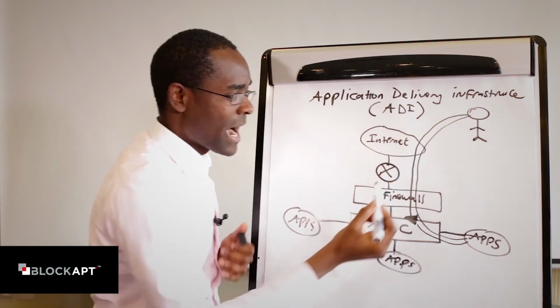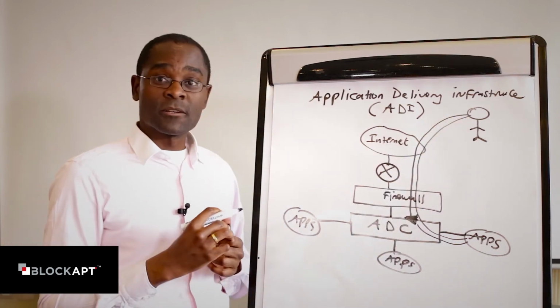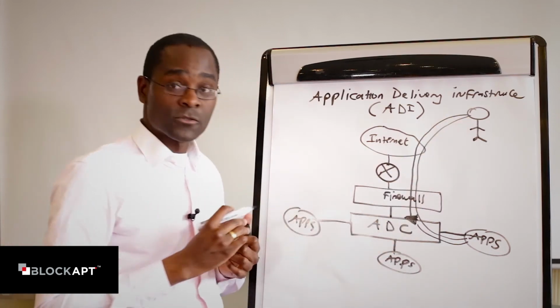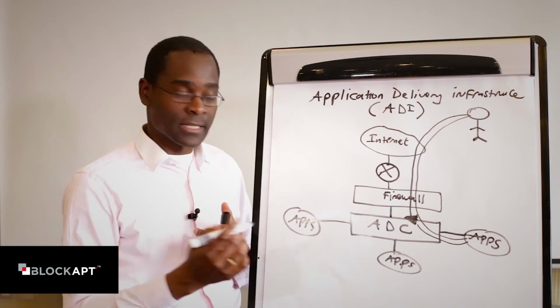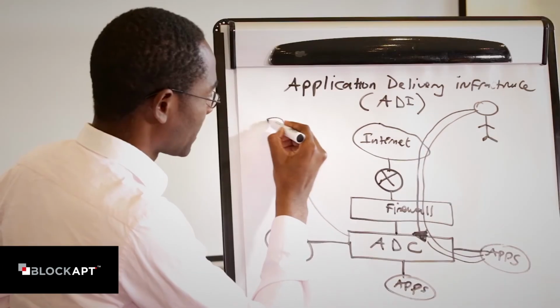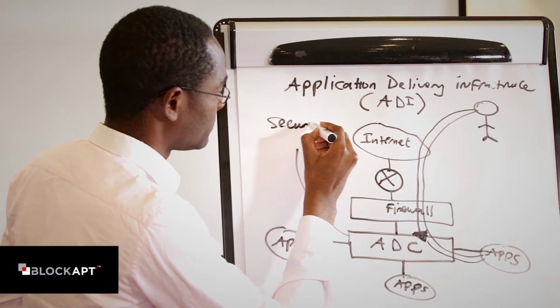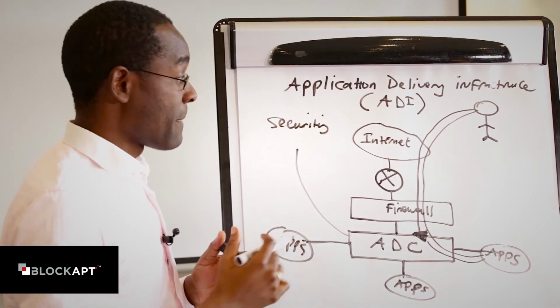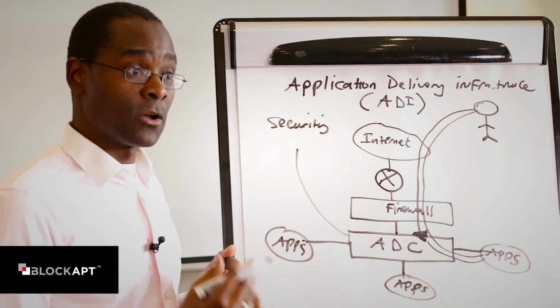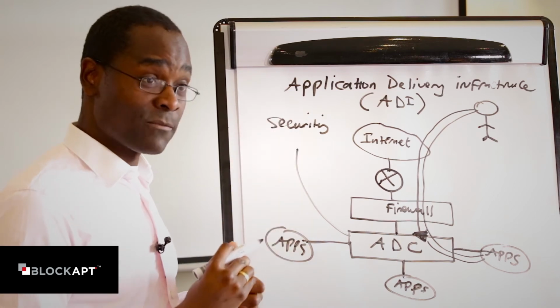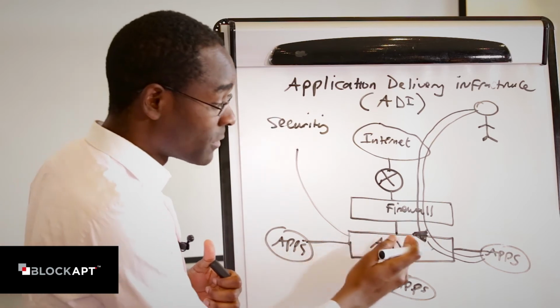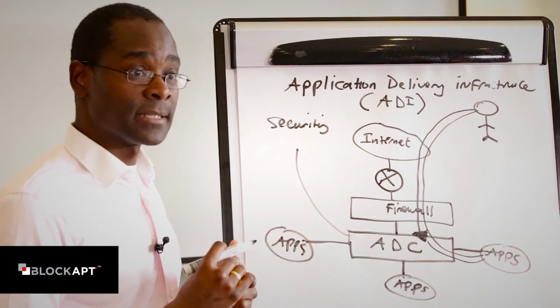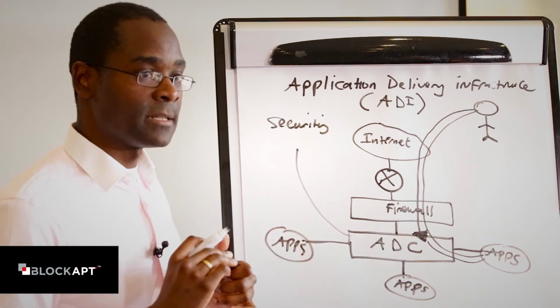Now, how does that help? Well, it does help because now that I've got an application delivery controller, I can start doing clever things like security. When I say security, I'm talking about protecting my application. In some of the videos, we talked about WAF, application firewalls. These are some of the functionality that my ADC can provide. Security at the application level.